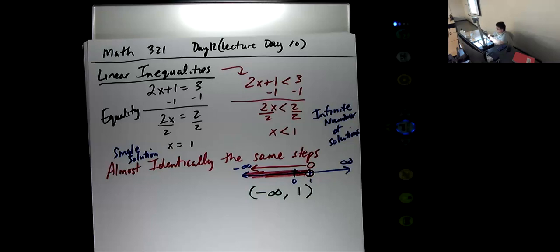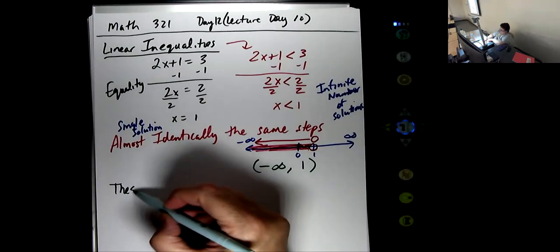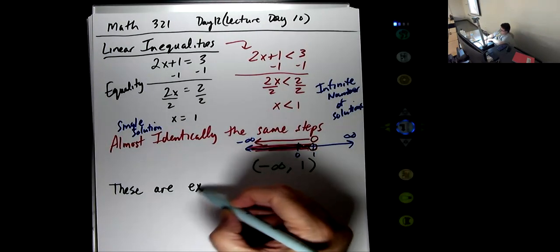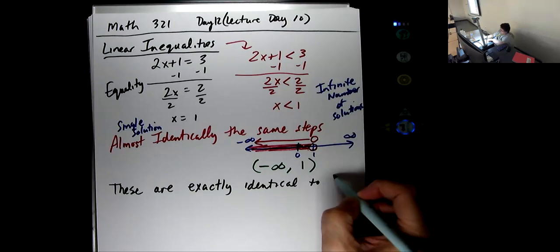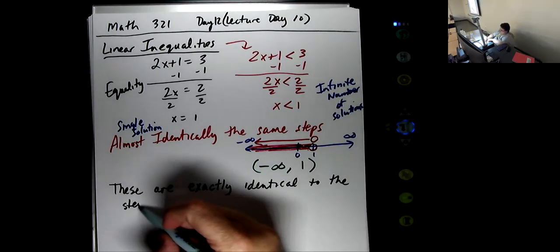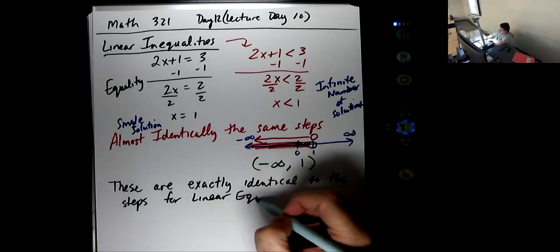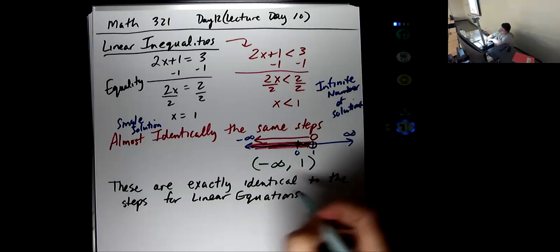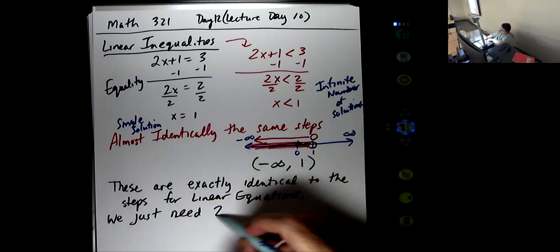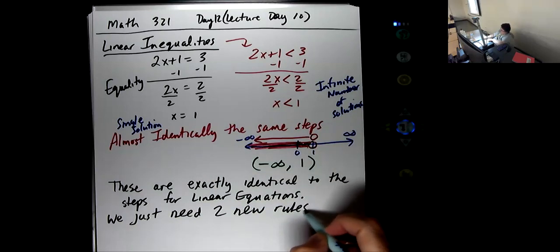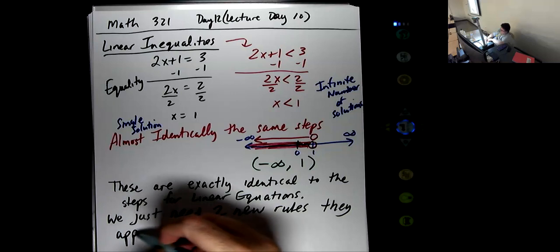In fact, these steps are exactly identical to the steps for linear equations. We just add 2 new rules, and that's because they apply only to the inequality symbol.